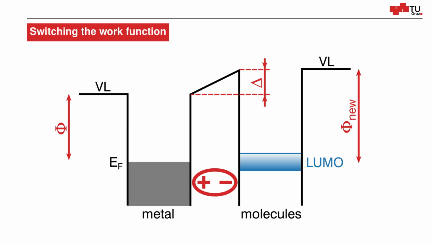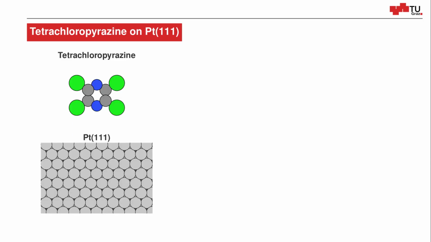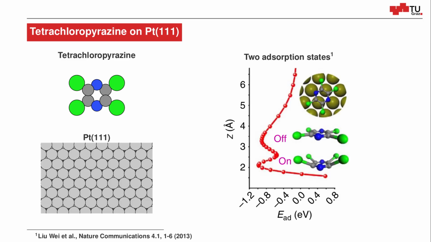This has been the focus of many studies where people tried to design specific work function shifts. What we want to do is go one step further and make this shift changeable once the molecules have already been adsorbed. To do so, we use the system of tetrachloropyrazine on platinum 111, which forms two different adsorption states. One of these adsorption states is the on state, where the molecule is chemisorbed, and the other is the off state, where the molecule is physisorbed.